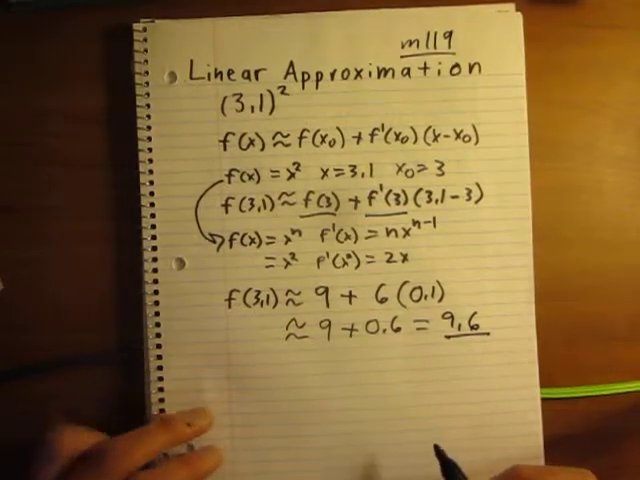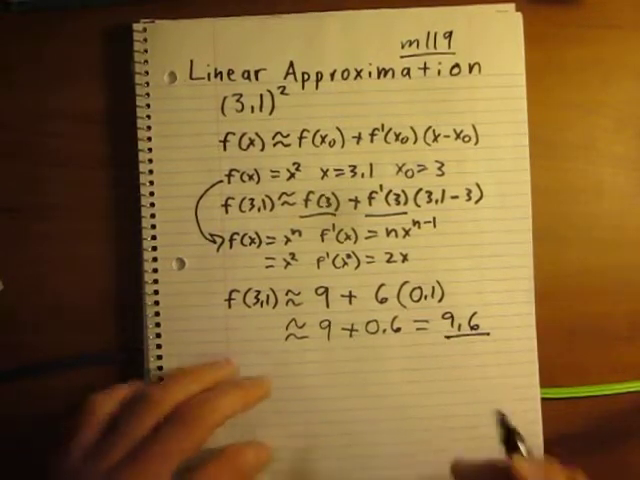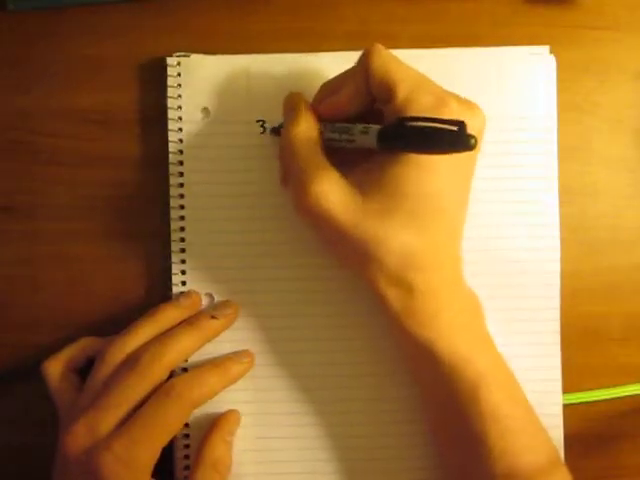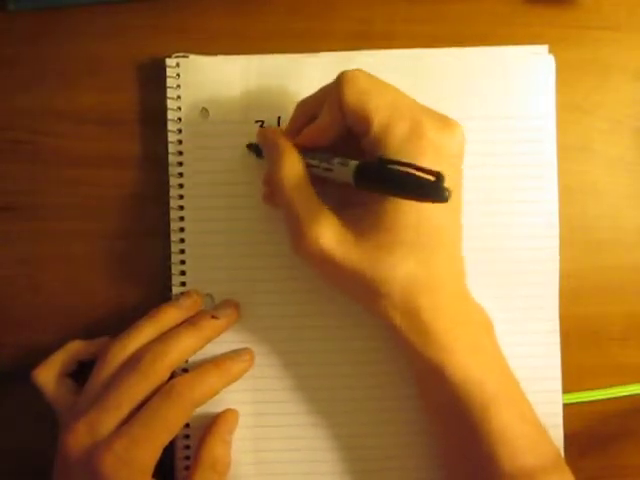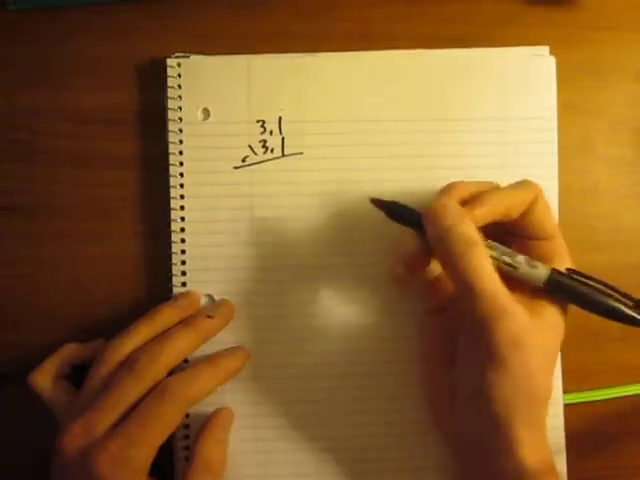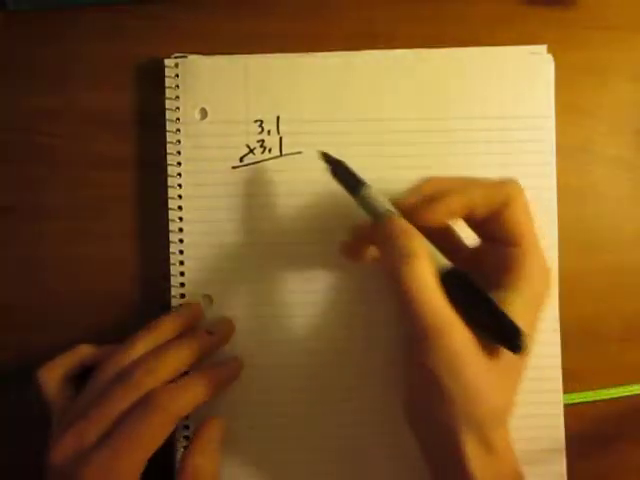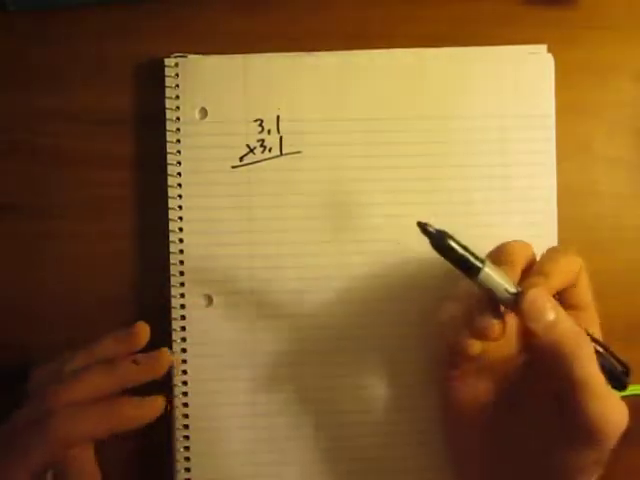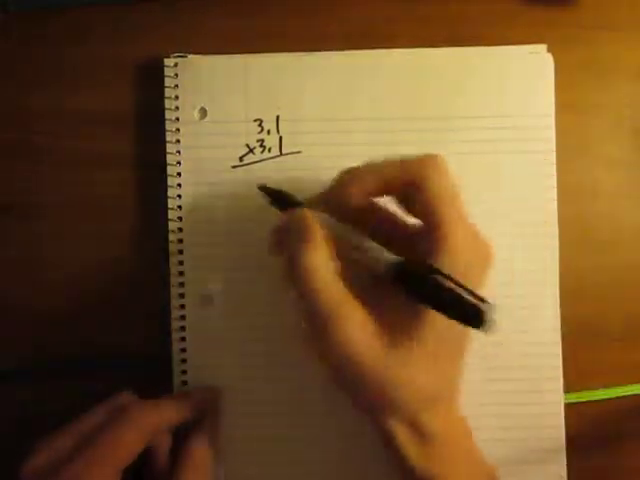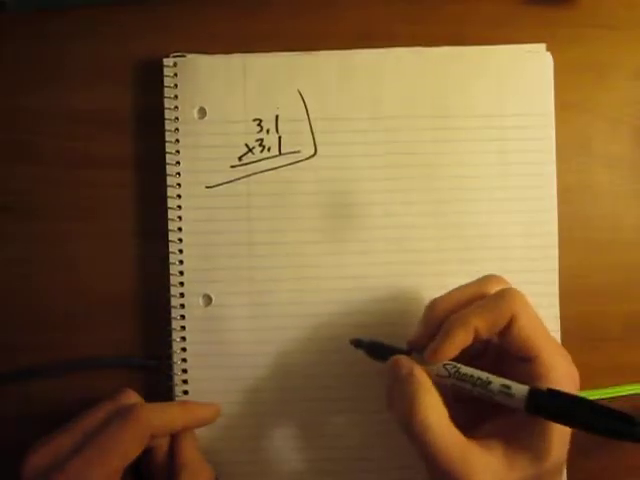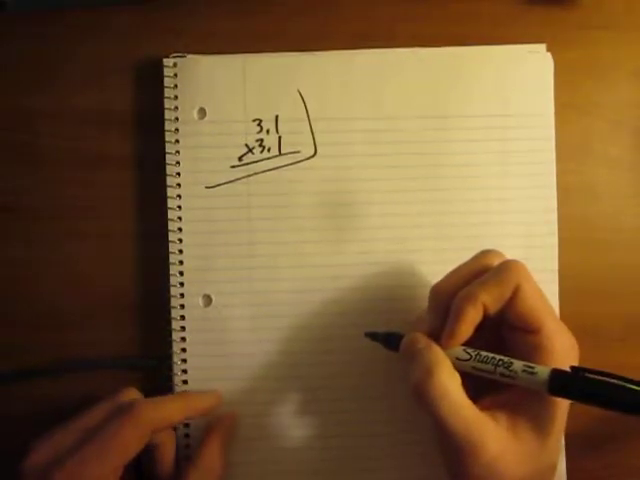Now, another question that they might ask you is whether or not this is an overestimate or an underestimate. Since this one is pretty easy, you could actually just multiply it out and find whether or not the actual answer is bigger or smaller than the estimate that you found. But another way to find it is using the concavity test.